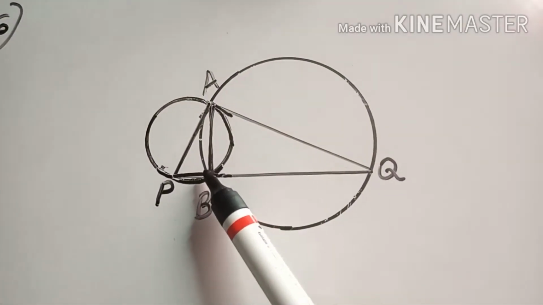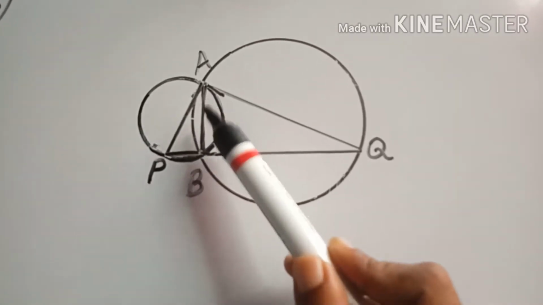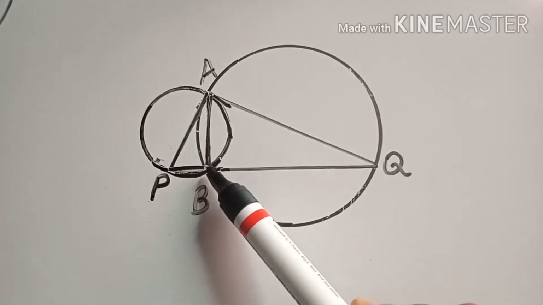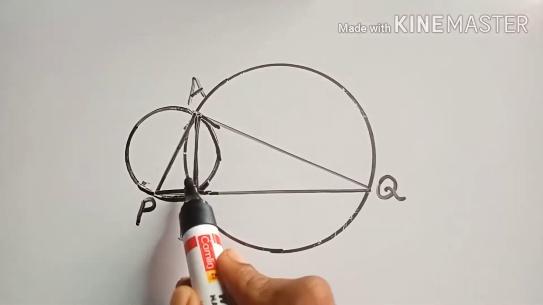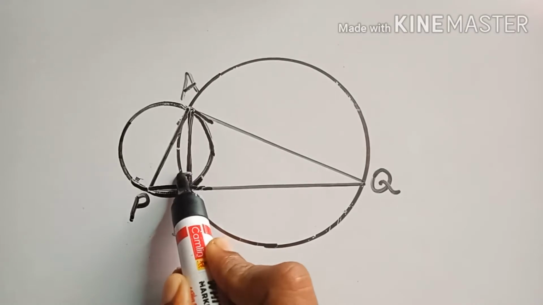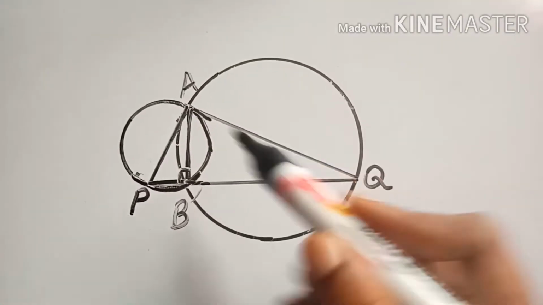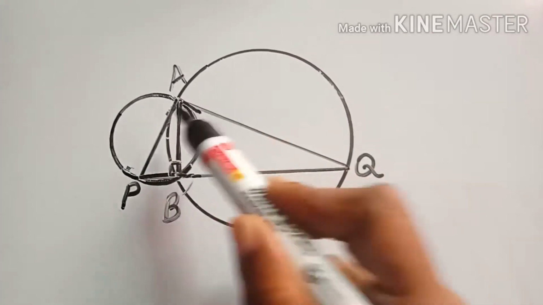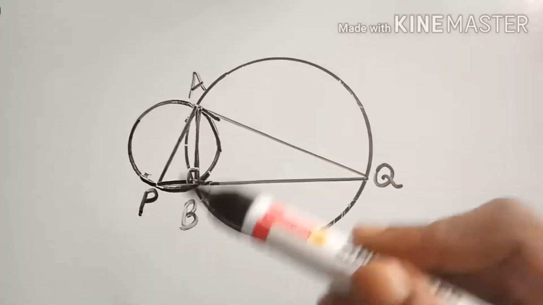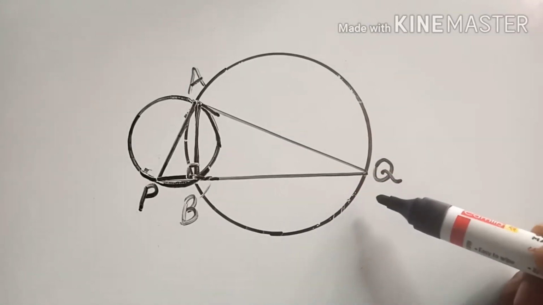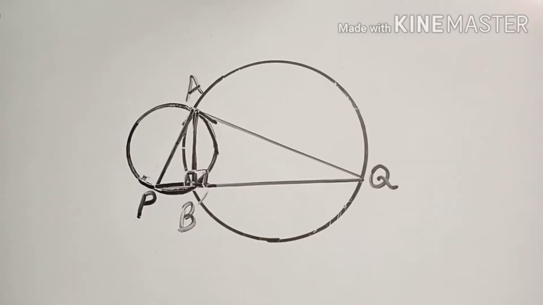Here you can see one angle ABP. What is the speciality of angle ABP? It is a right angle because it is the angle in the small semicircle. This is a 90-degree angle in the small semicircle. Similarly, what is angle ABQ? AQ is the diameter and B is a point on the large circle. So angle ABQ is also a right angle, that is a 90-degree angle.